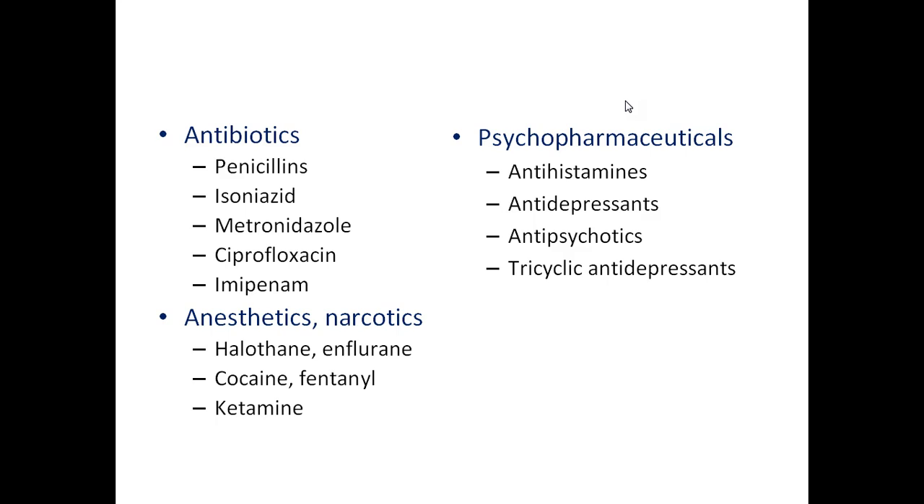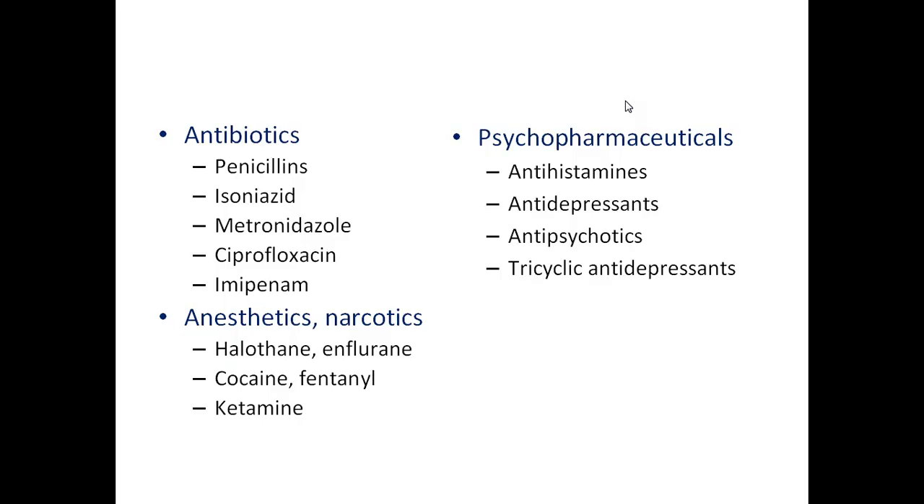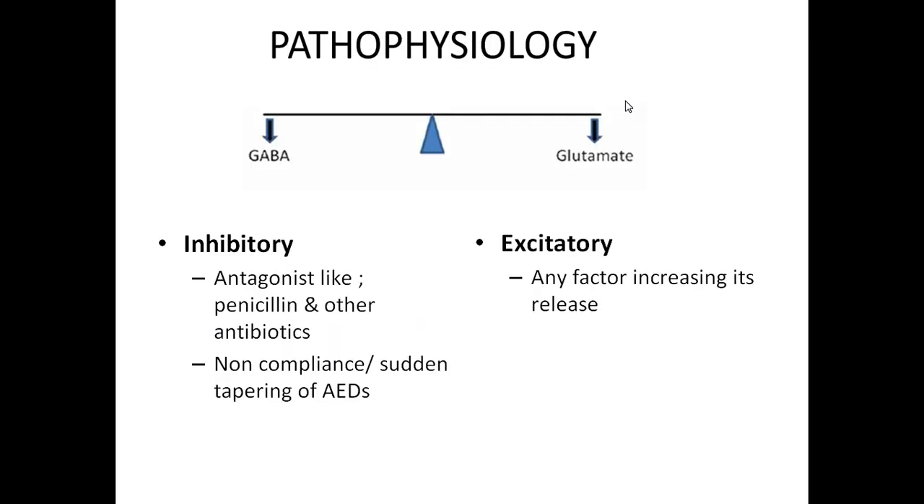A few antibiotics can lead to status epilepticus, like penicillin, isoniazid, ciprofloxacin, and so on. Many anesthetic drugs can be the cause of status epilepticus, like halothane, fentanyl, ketamine, and other psychopharmaceuticals like antihistamines, antidepressants, and so on.